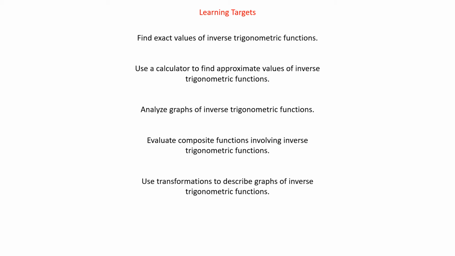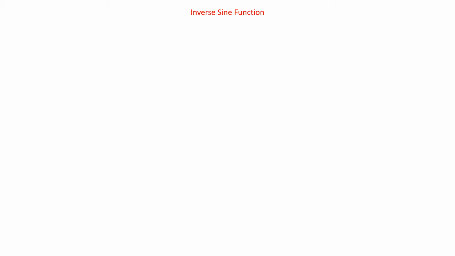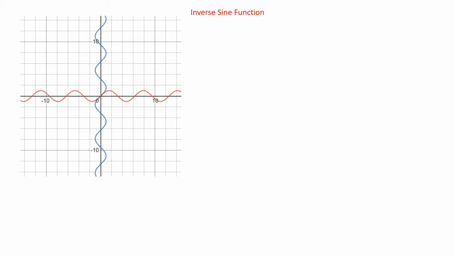So, first of all, let's start out with inverse sine. So the inverse is just like any other inverse. The graph of it reflects across the line y equals x. We switch the x and the y variables. So if we just graphed this, the red one is y equals sine x. The blue one is x equals sine y. It's the inverse of the sine graph.